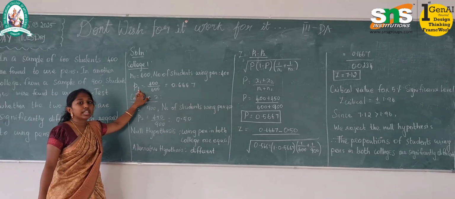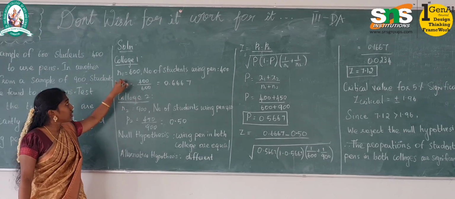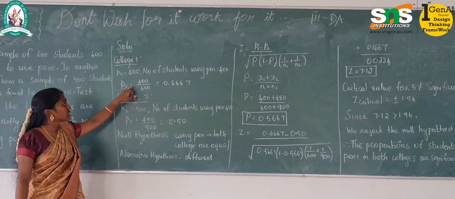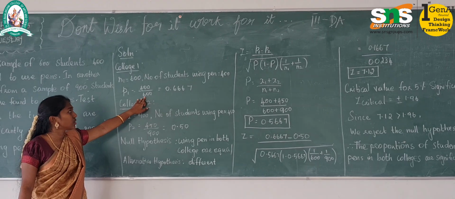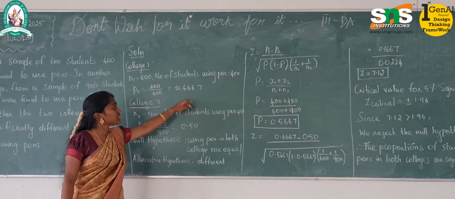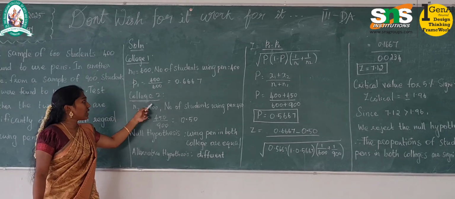So we have to calculate the sample proportion. We denote the sample proportion for college 1 as P1, which is equal to 400 divided by the whole set of students, that is 600 students. So the answer will be 0.667. Next we are going to calculate the given data for college 2.